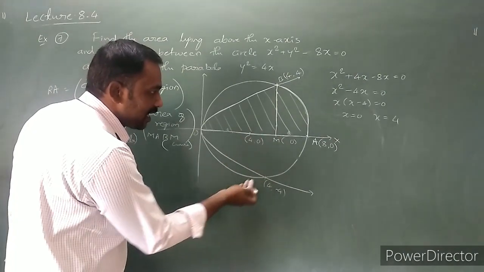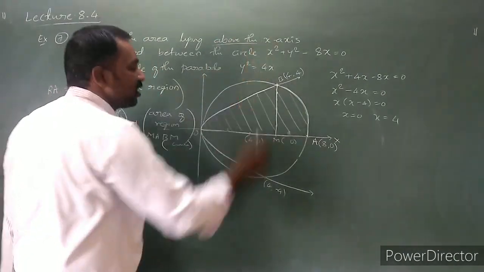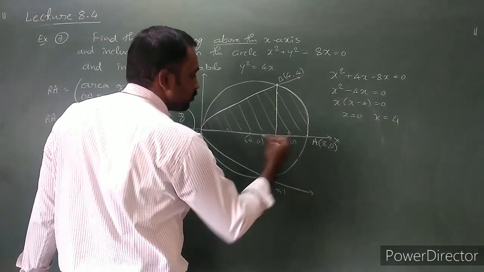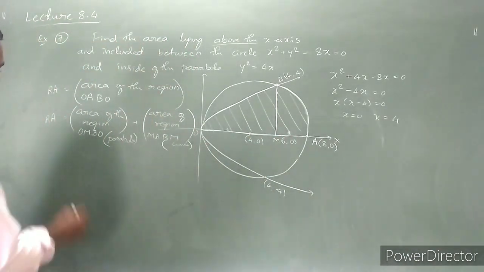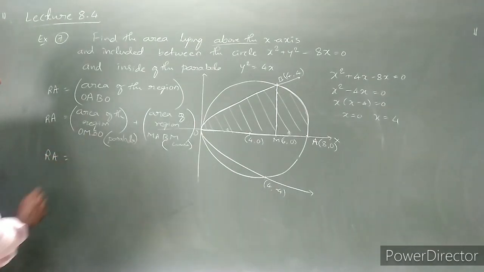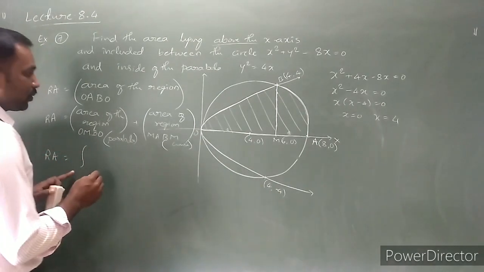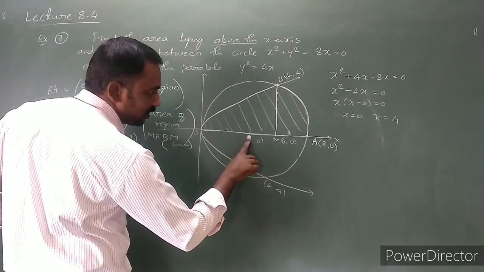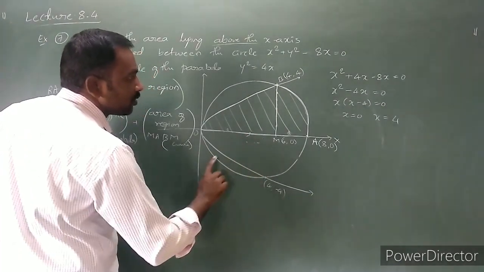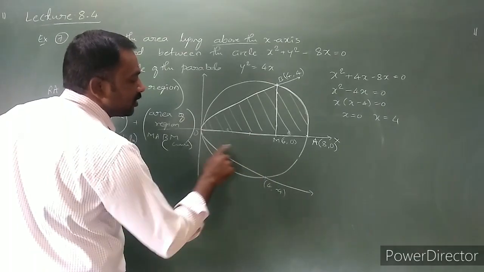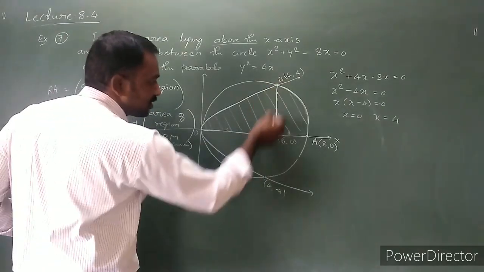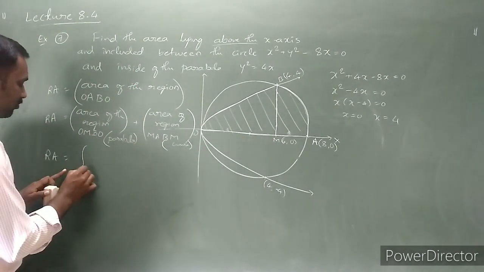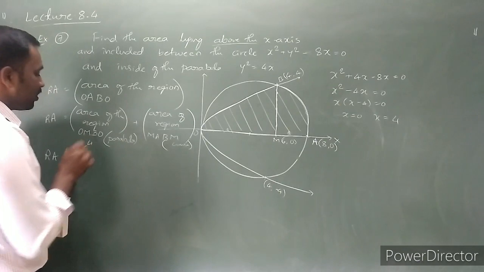We don't need the area below the x-axis. We need the area above the x-axis. So that 4 is here. Then the M coordinate is (4, 0). So the required area is equal to what? Integral from where to where? From 0 to M. 0 to M is nothing but 0 to 4.